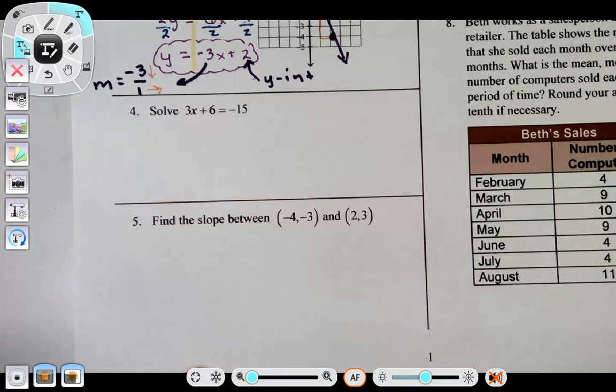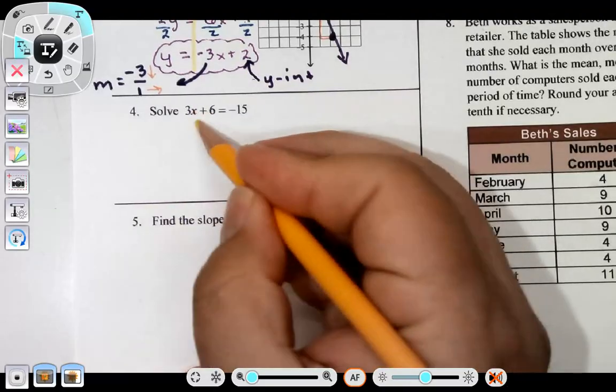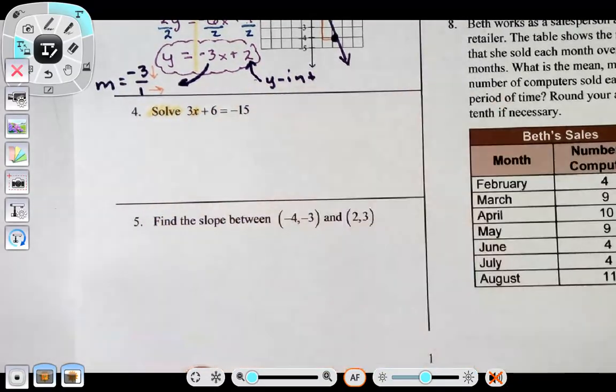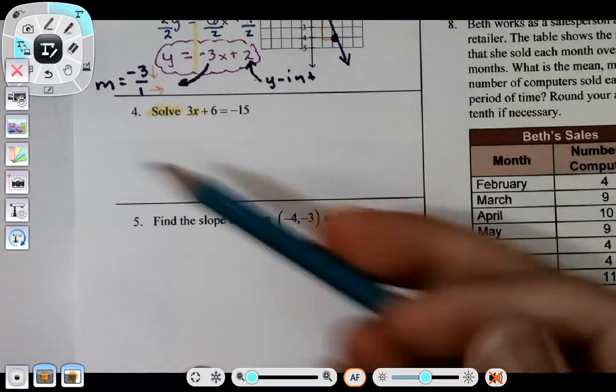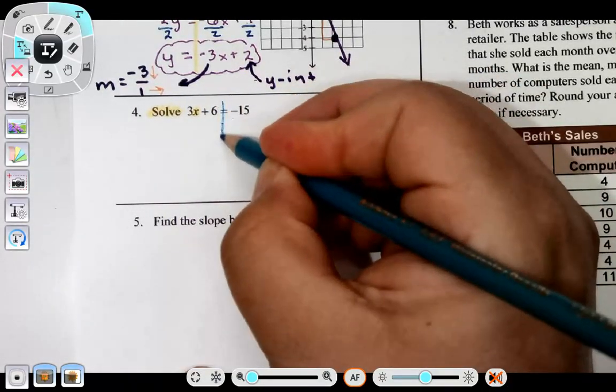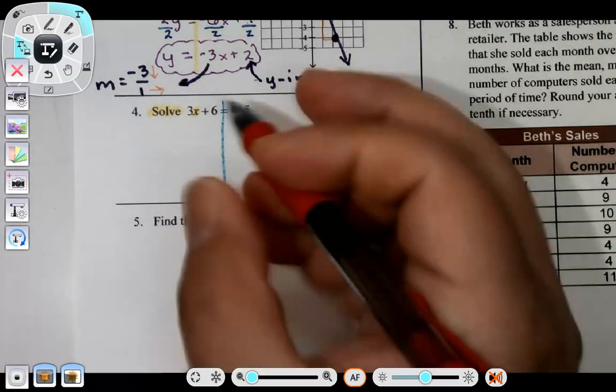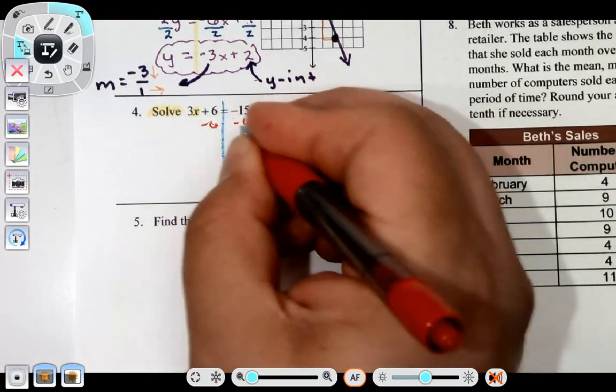All right, well, there's no power of 2. There's no radical. It says solve. Your goal is to get the letter x by itself. And if there's no power of 2, there's no radical, then this is super old school solving. Just start moving things. Subtract your 6 from both sides.